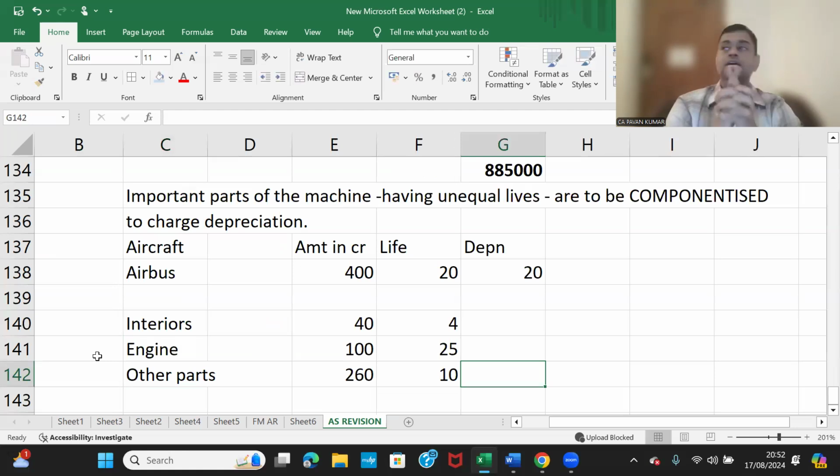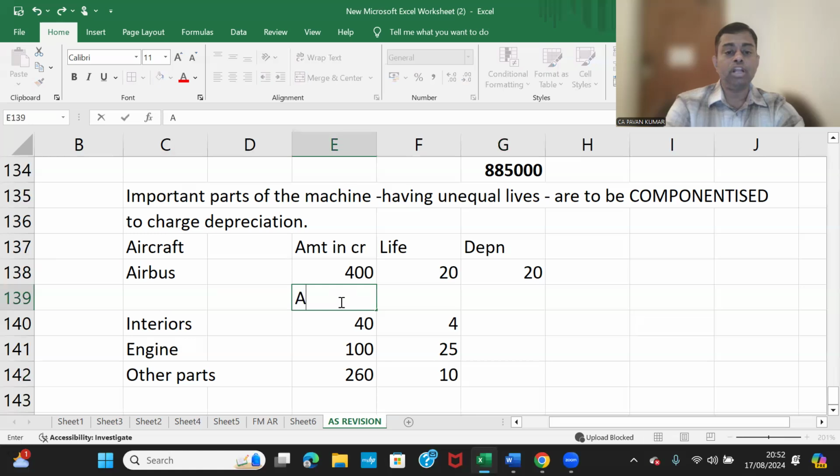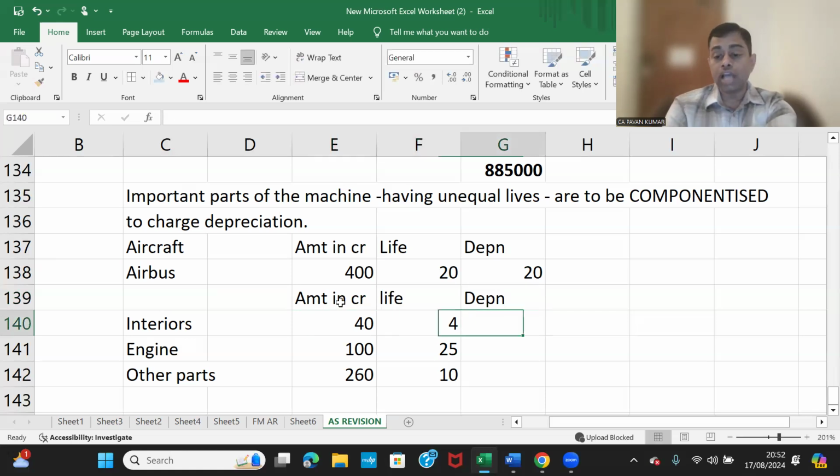See the beauty of the standard. You will come to know all these things only when you have practical exposure. Only of practical exposure. So this is amount in crores. This is life. This is depreciation. So how do you need to charge depreciation now? This divided by this.